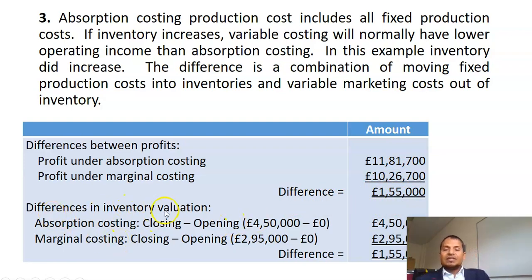And differences in inventory valuation. What are the differences in inventory valuation? According to absorption costing, this is the ending inventory minus opening inventory, so the difference is 450,000. And in marginal costing, the inventory was ending inventory 295,000 minus opening inventory 0, so 295,000. And the difference in inventory valuation between absorption costing and marginal costing is 155,000. So what's the difference in your profit? 155,000. And what's the difference in your inventory valuation? 155,000. So actually the difference has been created because of the differences in our inventory valuation.